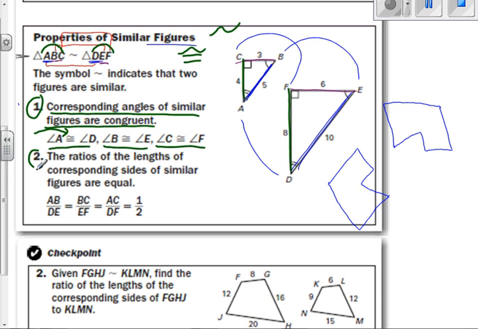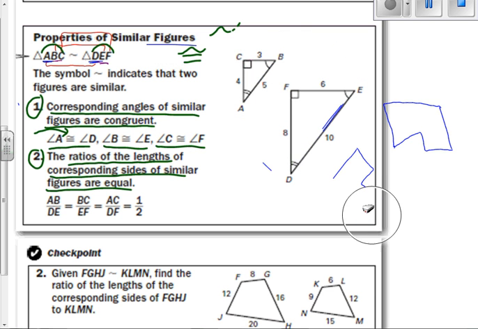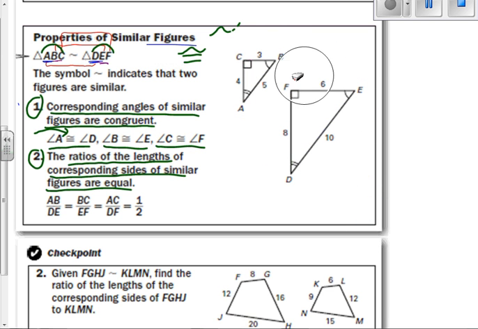The second piece of that is the ratios of the lengths of the corresponding sides are equal. What they mean is that if I take the ratio of, let's see what they did. They did AB to DE. So let me erase some of this here so I can do this again. All right, so they're taking AB, which is 5, right? And then DE, which is 10, all right?